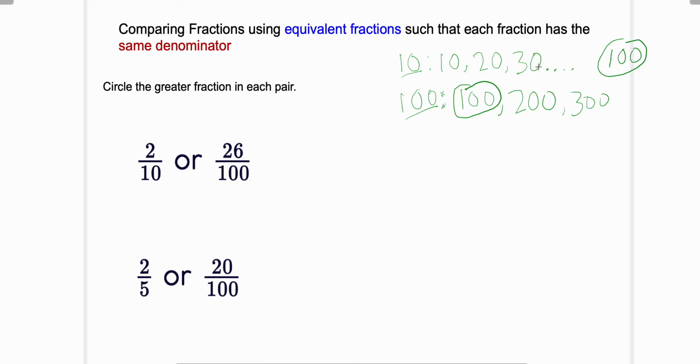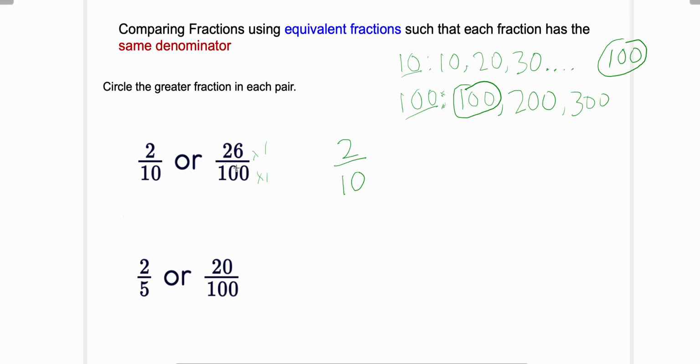But we want to use the lowest common denominator because we want to work with the smaller numbers, not with the bigger numbers. So that means that this fraction right here, 26/100, is already in my desired denominator. It already says hundreds here. So all I want is the 2/10. I'm just going to convert one of the fractions. This one, I don't need to convert because this one is just times 1, right? Times 1 is going to give me the same thing.